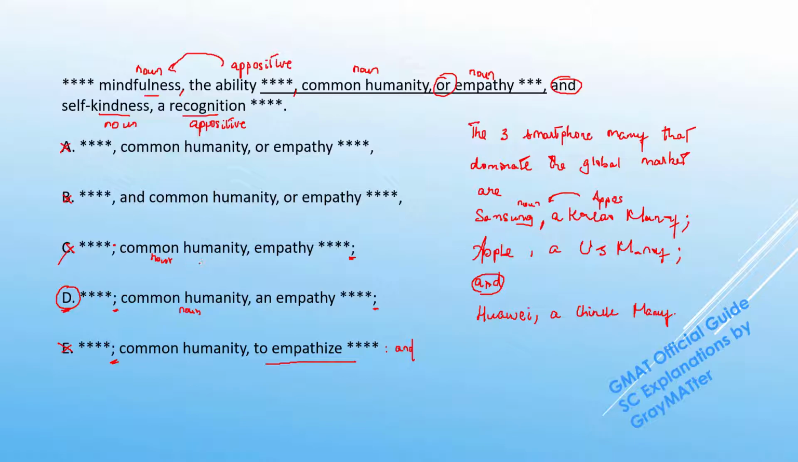The same concept was tested in a question previously from the official guide 2018. It was question 692 on tropical bats. So I would request you to check that question out and try to apply this exact concept of list construction in that question as well. And you'll see why exactly the right answer choice works there.